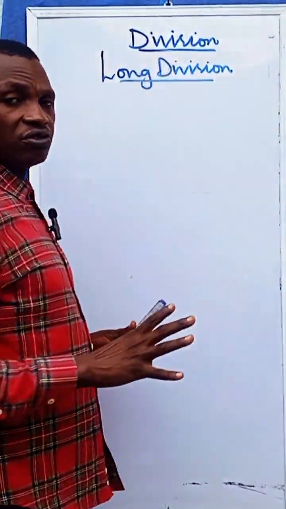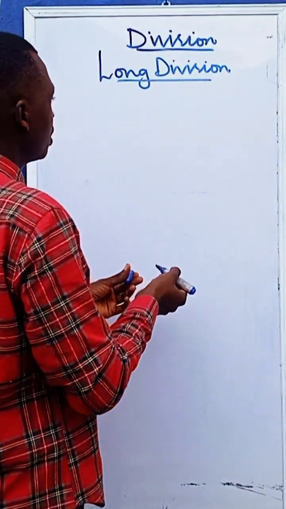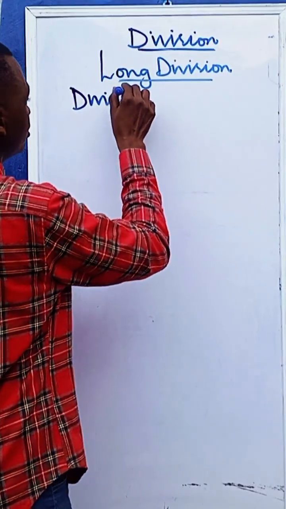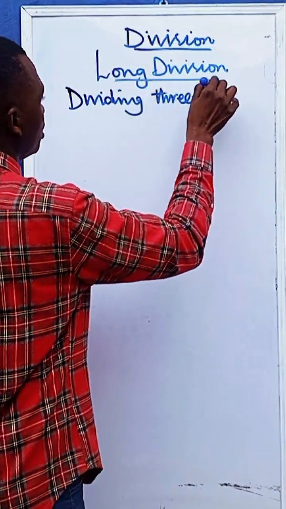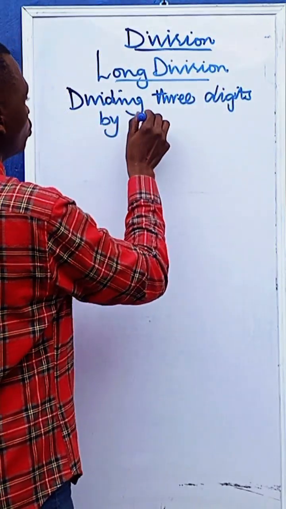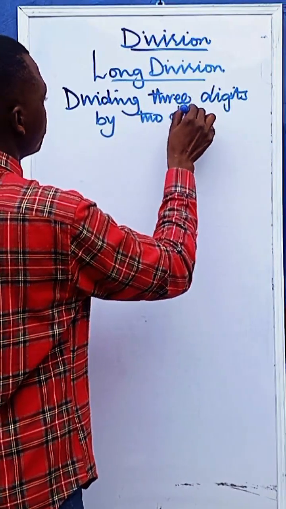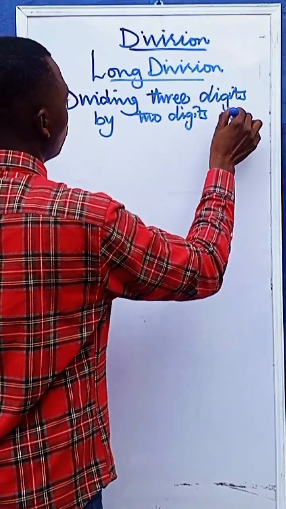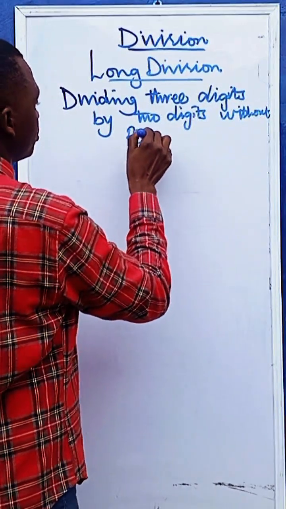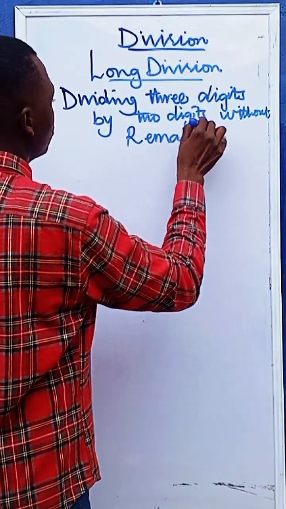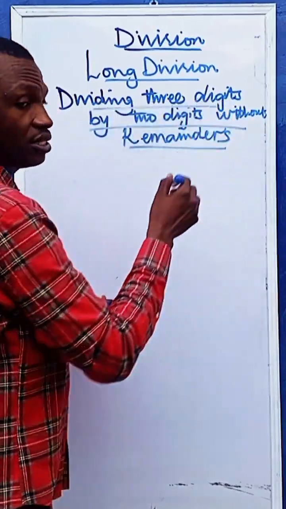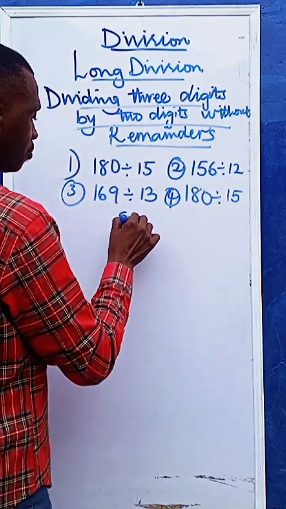Now, the first part, long division, has two categories. Long division, that is dividing 3 digits by 2 digits, without remainders. That means we are working on the first group of dividing. Now let's go for the solution.